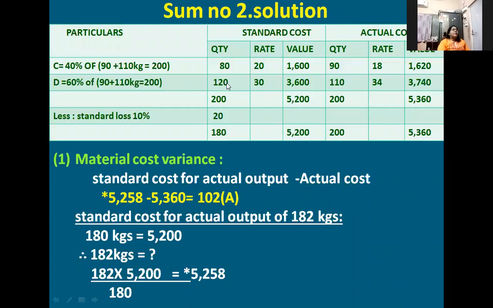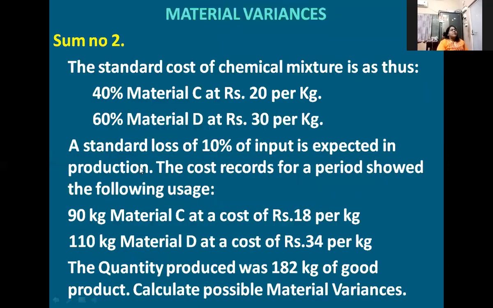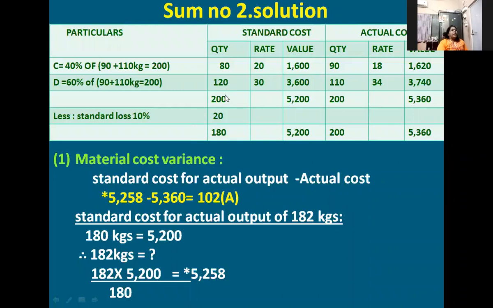So 80 plus 120, that gives you 200. The summation is 200. Again, I'm repeating how I got 80: 40% on 90 and 110. Likewise, how I can do the calculation for material D: 60% on 90 and 110 will give 80 and 120. The summation is 200.